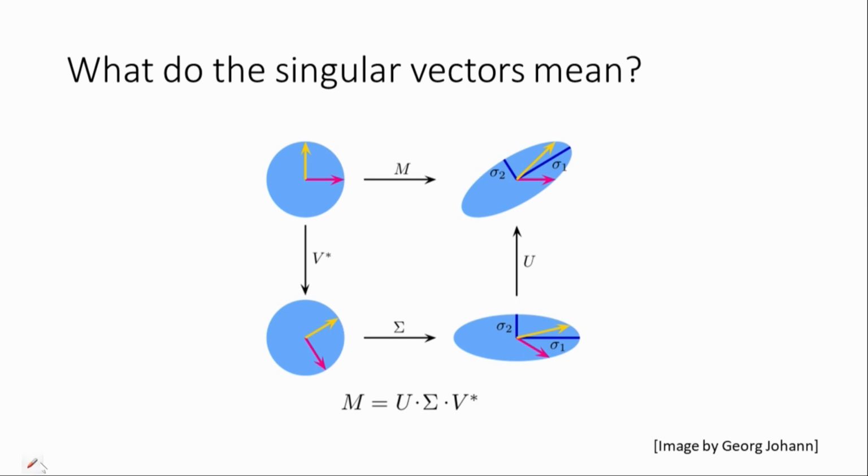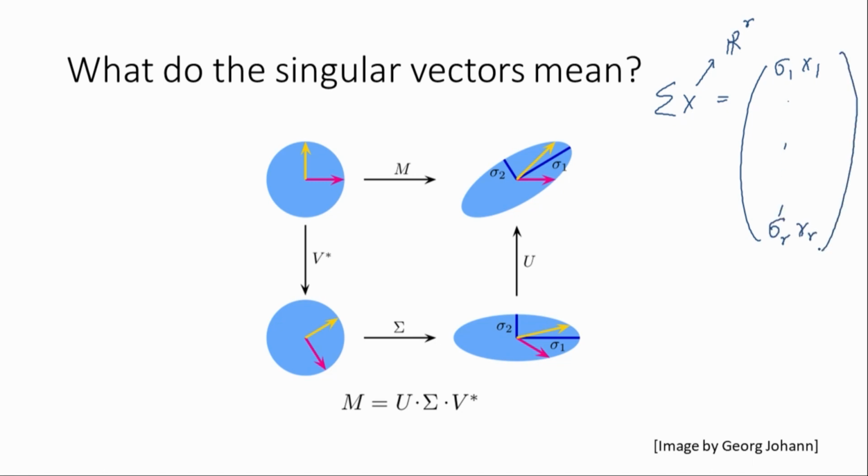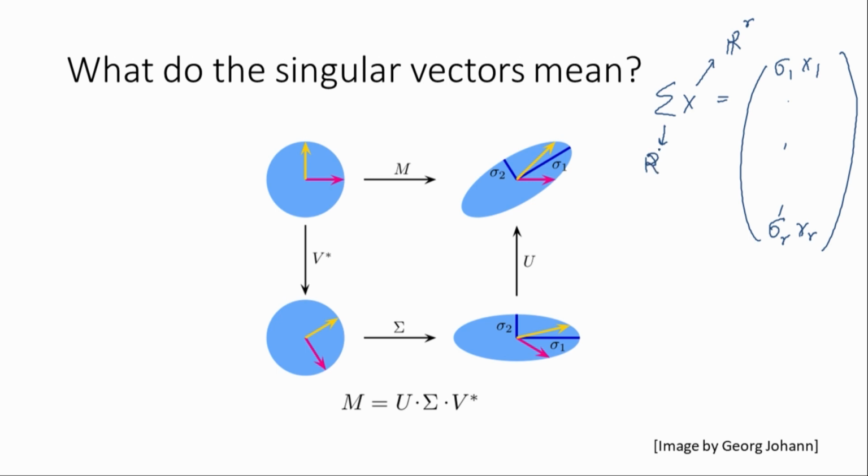Multiplying with sigma. So what is sigma really doing? Sigma of X, where X now belongs to R^r, is really sigma_1 x_1, ..., sigma_r x_r. Fair enough? It does nothing but scale the individual coordinates. So sigma is of size r by r, and this is of size r, so it basically just scales individual coordinates.